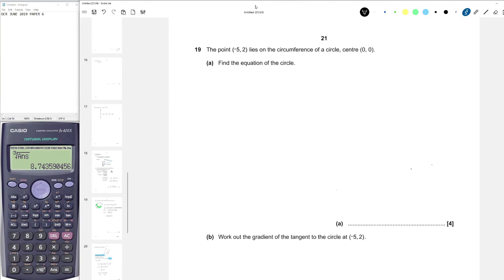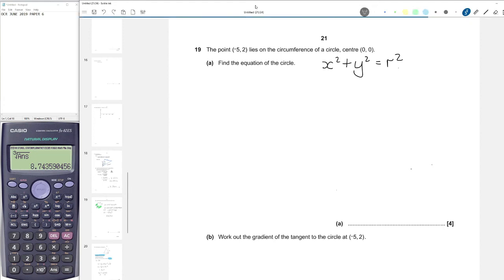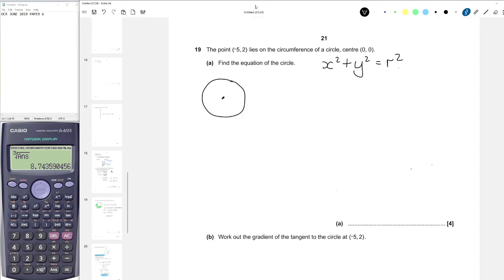Question 19. The point -5, 2 lies on the circumference of a circle, center 0, 0. Find the equation of the circle. So I should know that the equation of a circle with center 0, 0 should be in the format of this: x squared plus y squared equals r squared. I need to find out what r is. So, to find out what r is, I'm going to quickly sketch what my diagram would look like. So, the center is 0, 0, and -5, 2 would be around here.